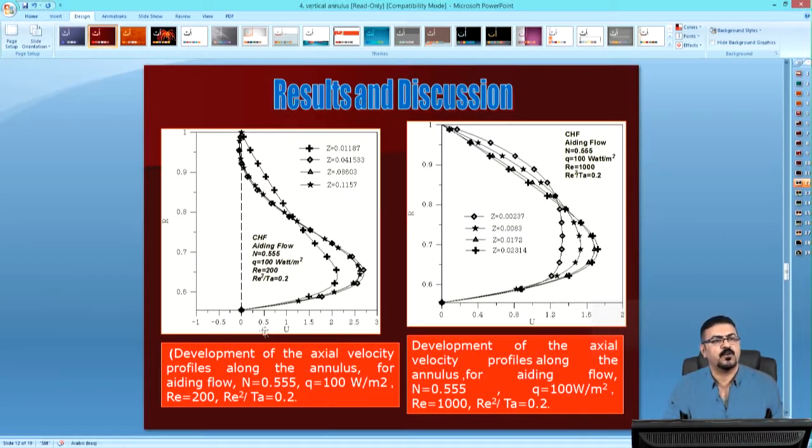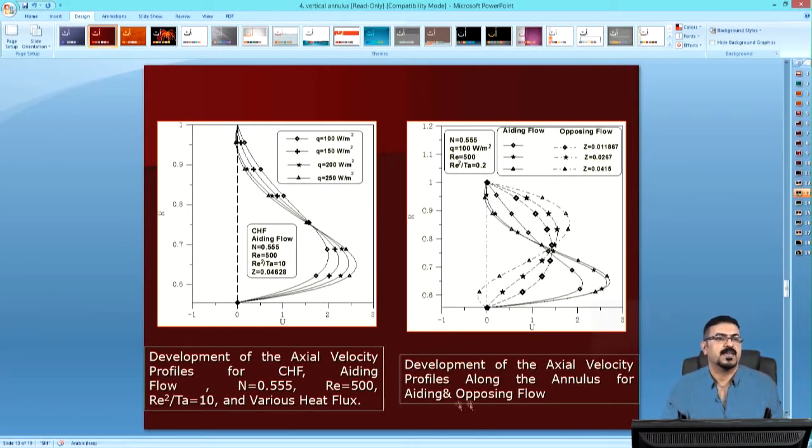If the value of Reynolds number is 1,000 at the same values of heat flux, radius ratio and Reynolds square over Taylor, the behavior changes to the following behavior. The maximum velocity occurs near the inner rotating cylinder. This figure shows development of the axial velocity profile for constant heat flux aiding flow with radius ratio 0.555, Reynolds number equal to 500, Reynolds square over Taylor equal 10.